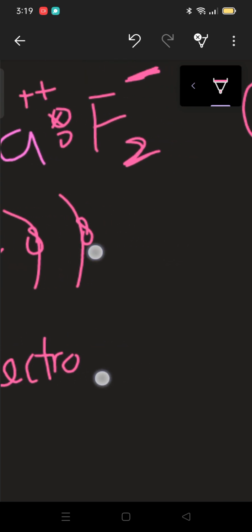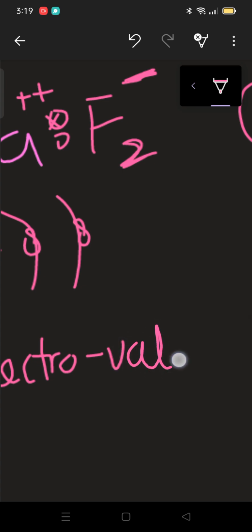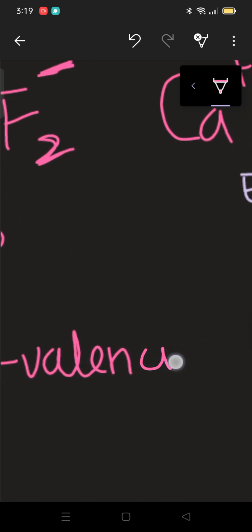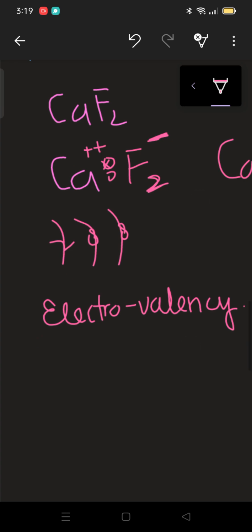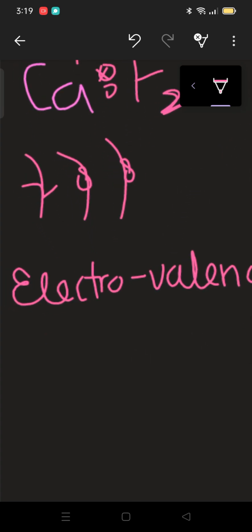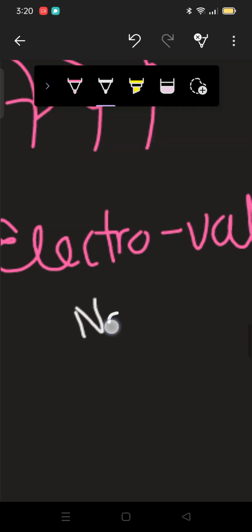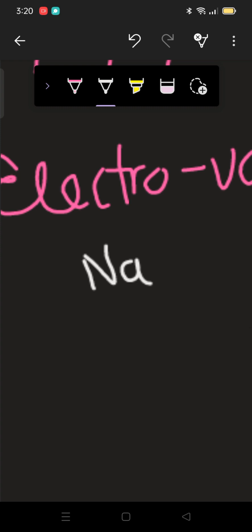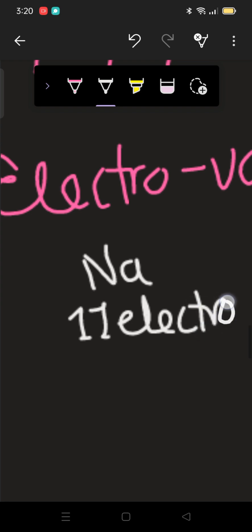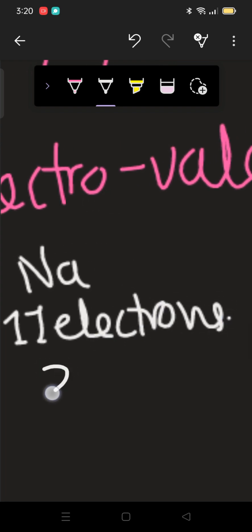Electrovalency. So now see, let's take an example of sodium. Sodium has how many electrons? It has 11 electrons, which means 2, 8 and 1.